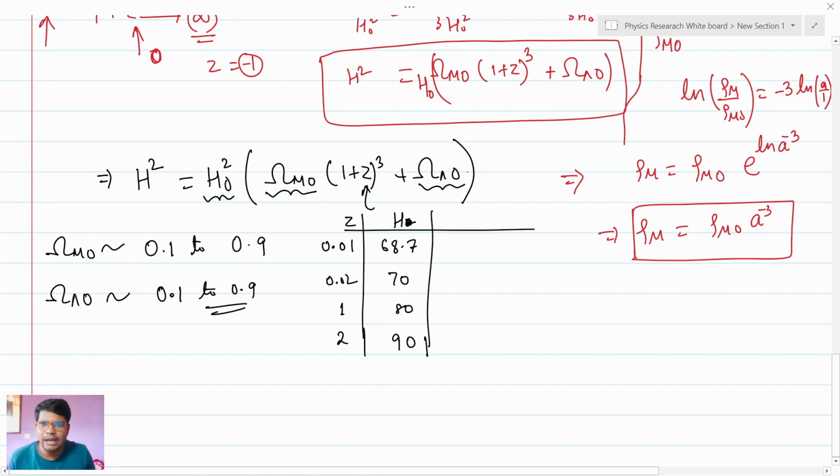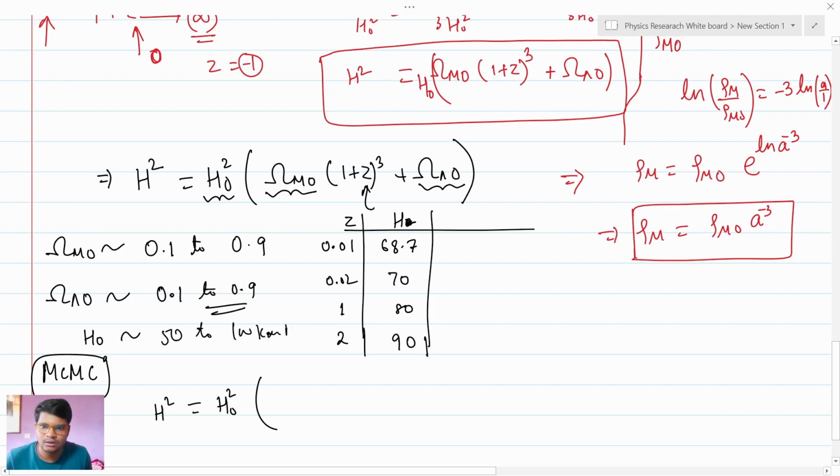Now we have a model, and z and H are already there. What is going on is that we are using MCMC sampling. Using this MCMC sampling, first of all, I have H square equal to H0 square, right? And H0 can be, let us say, 50 to 100 kilometer per megaparsec per second, correct? So consider it will first pick, let us say, 50, and then omega m0 to be 0.1.